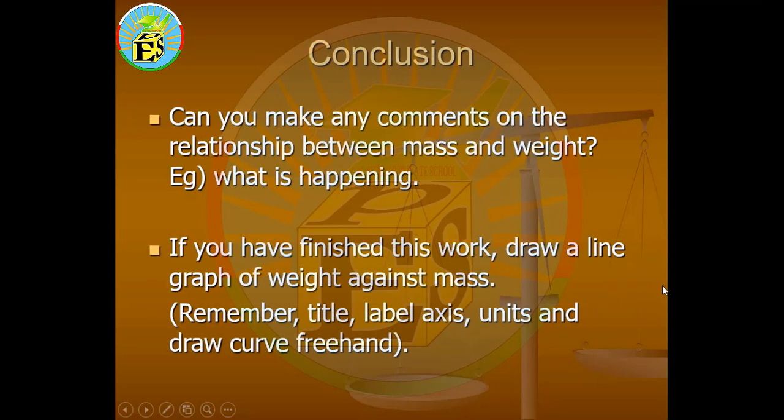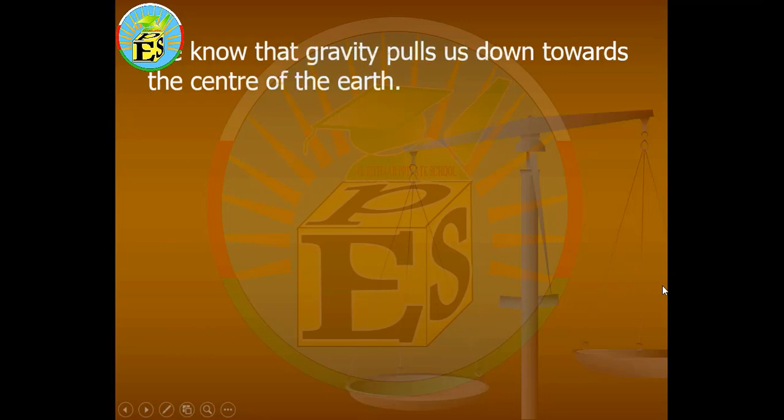Conclusion. We know that gravity pulls us down towards the center of the earth. The earth has gravity, that's why we are always staying on the earth. If there is no gravity, we will usually fly. We can't stay on the earth. Anything which is staying on the earth cannot stay on the earth, it will fly in the air.